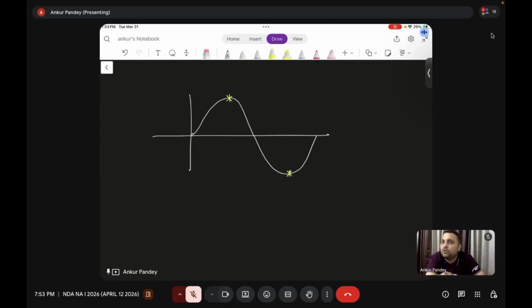We know 90 and 270. But suppose I give you a question y equal to sin x, where x belongs to 30 degree to 60 degree. 30 degree is here, 60 degree is here, that is all. So you know that when you solve y dash, you will get cos x.